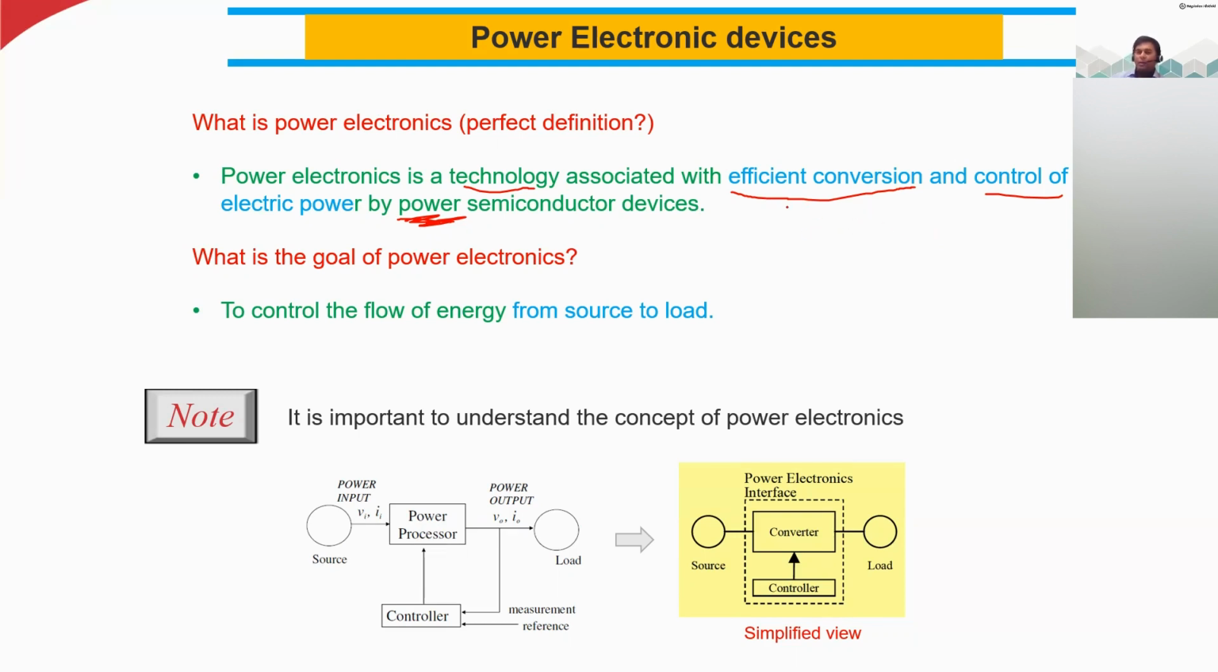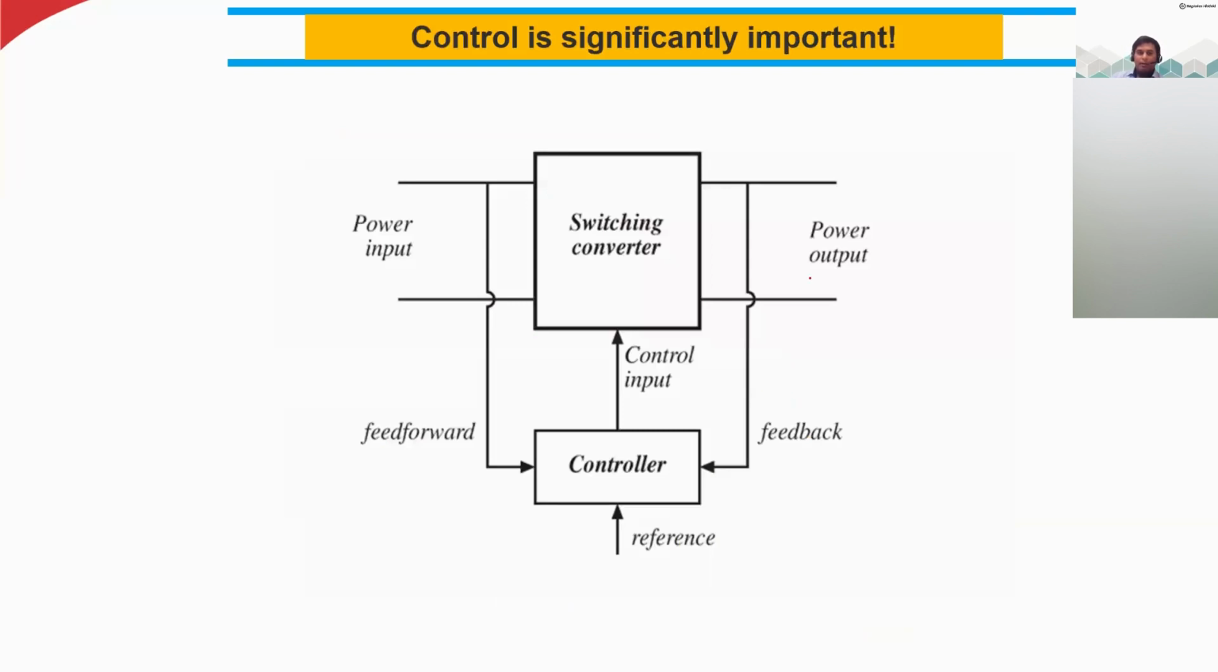If you ask me, at least from my opinion, I would say this is a technology associated with efficient conversion and control of electrical power by using power semiconductor devices. So what is the goal of power electronics? To control the flow of energy from source to load. Okay, so it's important to understand the concept of power electronics. Control is significantly important.